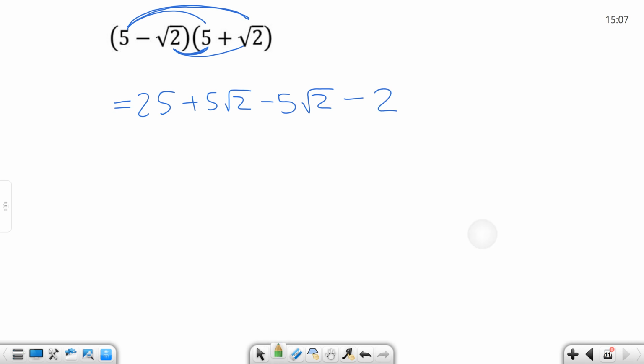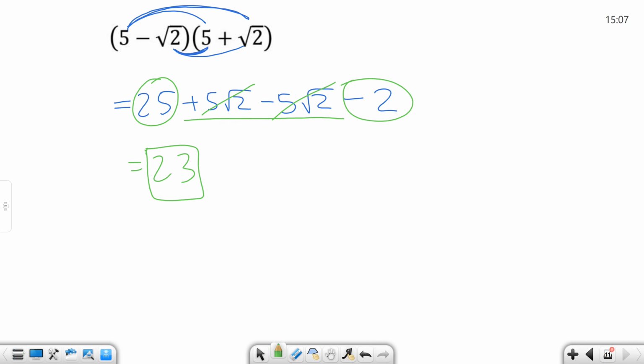So we have here, these two terms go together, and then this goes with this. So 25 minus 2 is 23, and these things cancel. Plus 5 square root of 2 minus 5 square root of 2 cancel. If you multiply conjugates, the middle terms always cancel. It's really nice because when you multiply conjugates, you get an answer that no longer has a radical in it. Isn't that glorious? Did you hear what I said? You get an answer that no longer has that root or radical in it. You don't have a square root anymore when you do this.